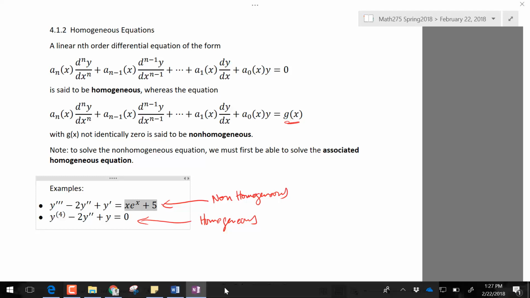All right. So this note about being able to solve for the homogeneous equation first before solving for the non-homogeneous is based on this idea of a principle called the superposition principle.